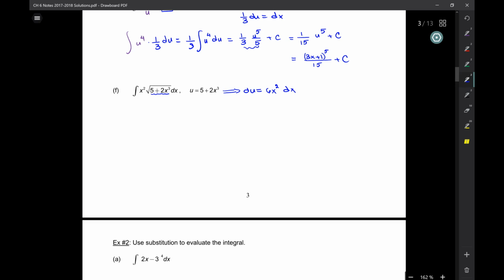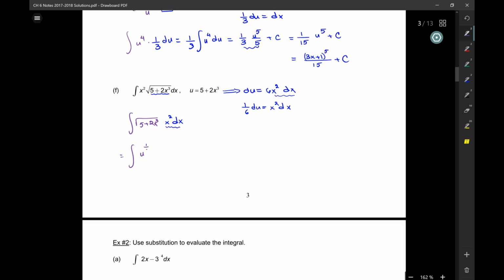Okay. Since we have extra stuff, let's just rewrite it. Let's just write that square root first. And then what do I have left over? X squared dx. I want x squared dx, only x squared dx here. So what do I have to do? Divide by 6. 1 over 6 du equals x squared dx.